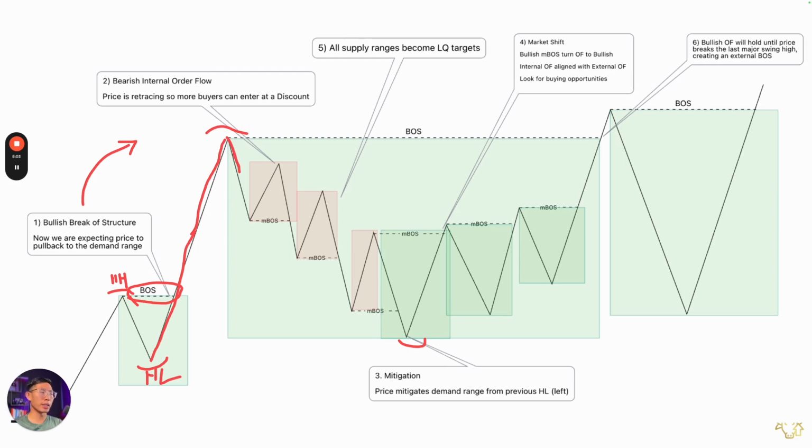Basically, it's saying that price will retrace, and when it retraces, it's not gonna retrace in a straight line like this, all right? It's gonna retrace and just create a lower high, lower low, lower high, lower low. Basically your bearish order flow like this, right? In this case, price is retracing so more buyers can enter at a discount pricing, right?